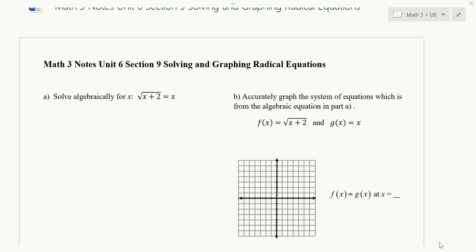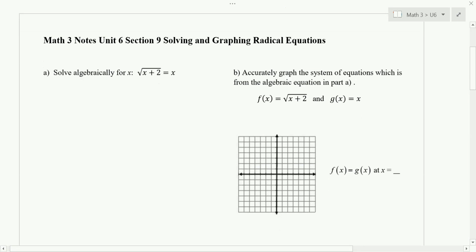So here on the first example, we're asked to solve first algebraically, and there were three steps that we looked at whenever we solved radicals. The first one was to isolate the radical by itself, and it already is isolated on the left-hand side. The second step was to get rid of that radical by, in this case, squaring both sides. We get x plus 2 is x squared.